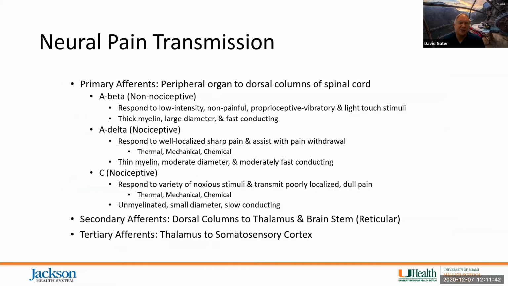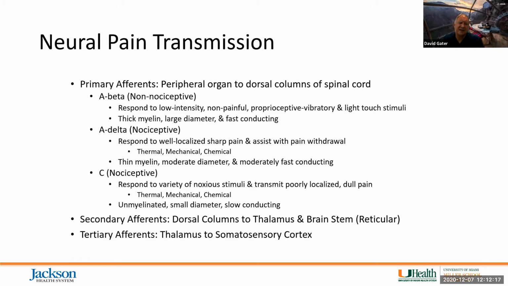You have a number of different neurotransmitters that we can talk through, keeping in mind the primary afferents. Those are the ones coming from the periphery to the dorsal columns of the cord, convey three types of information, generally speaking. Non-nociceptive information is conducted along A beta fibers. This responds to low intensity, non-painful proprioceptive, so you have vibration and light touch stimulation, that is conducted fairly quickly along thick myelinated large diameter fibers.